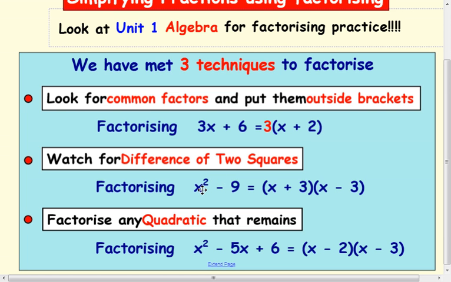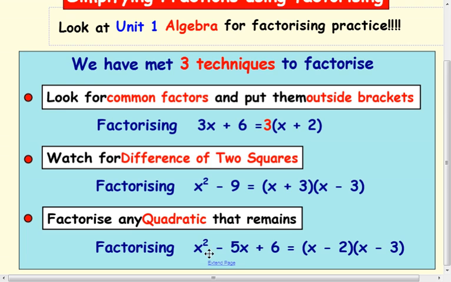Difference of two squares. Basically, you require a square at the start, a takeaway, and then a square number at the end. This always goes into double brackets with a plus and a minus in it. So x times x will give you x squared, 3 times 3 makes the 9. The plus 3x and the minus 3x cancel, which takes away the x terms in the middle.